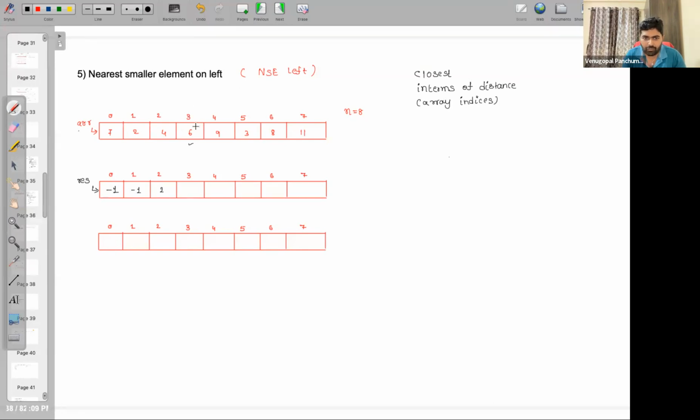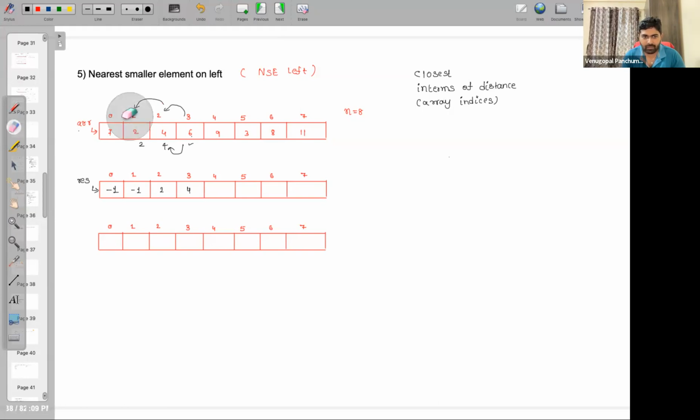Now, if you take this element 6, this is just one step away to the 4. This is also smaller, but this is 2 steps away. Therefore, who is smaller? Can you tell me now? 4 or 2? 4, right? Very good. So 4.